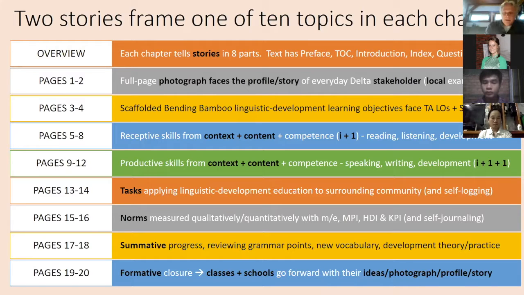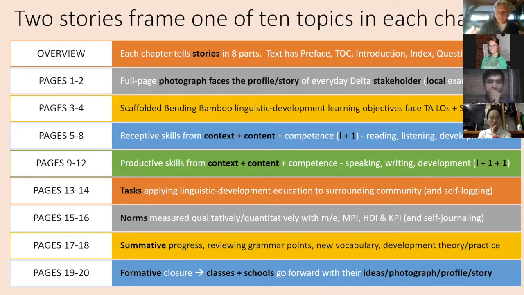I+1. The next 4 pages, 9, 10, 11, 12, are productive skills, again based on Gunta context and content, but here the productive skills are speaking and writing and doing development. So we call that I+1+1. So in the middle of the chapter, pages 5 to 12 are pretty solid reading, listening, speaking, writing. Then at page 13 and 14, we introduce tasks. This is part of the communicative approach. Tasks that the students will do to apply their linguistic development education.